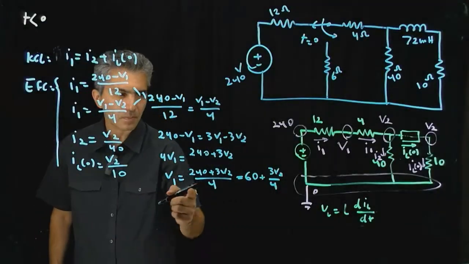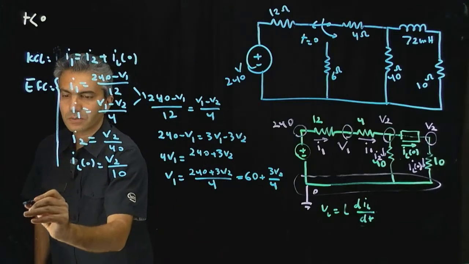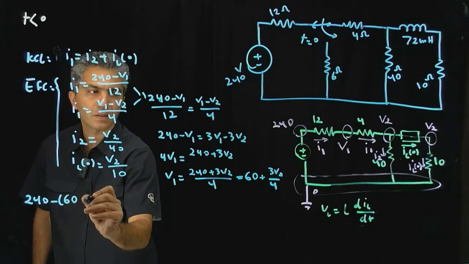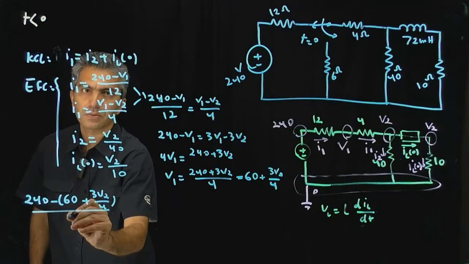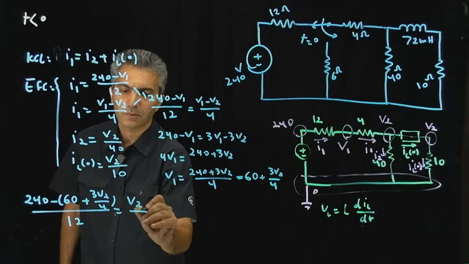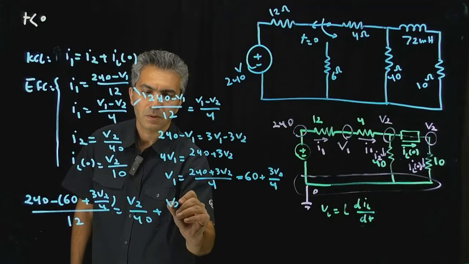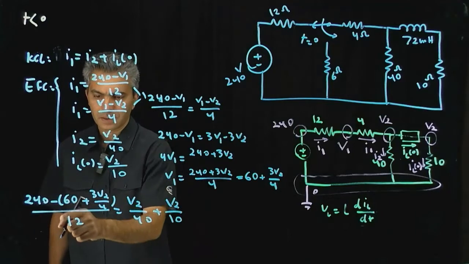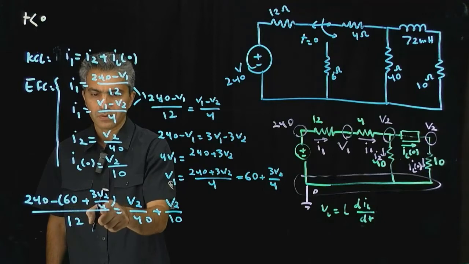Okay, so now I'll take that, put it in there. 240 minus 60 plus 3V2 over 4 divided by 12 is equal to V2 over 40 plus V2 over 10. Simplify that, that's 180 minus 3V2 over 4.